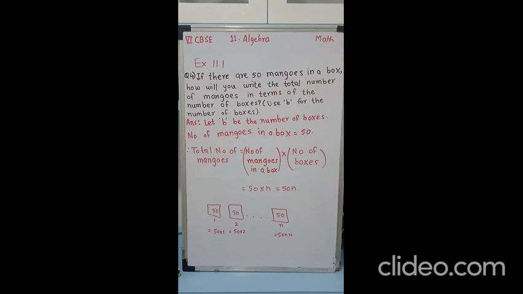So we are solving the grade 6 CBSE chapter 11 algebra mathematics. Exercise 11.1 question number 4. If there are 50 mangoes in a box, how will you write the total number of the mangoes in terms of the number of the boxes?